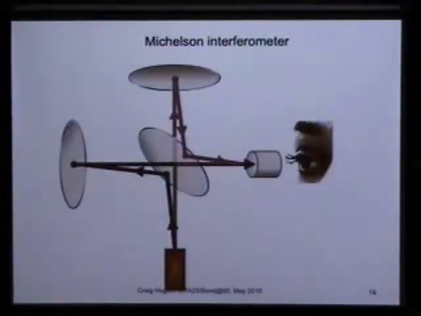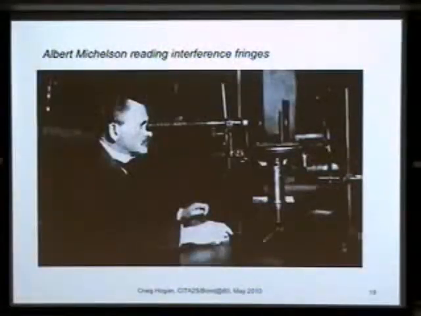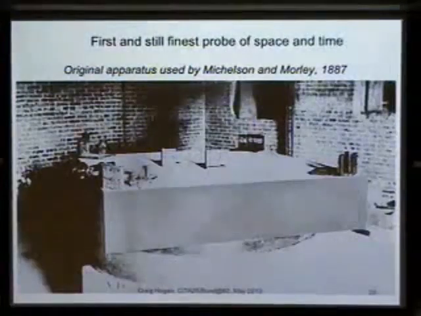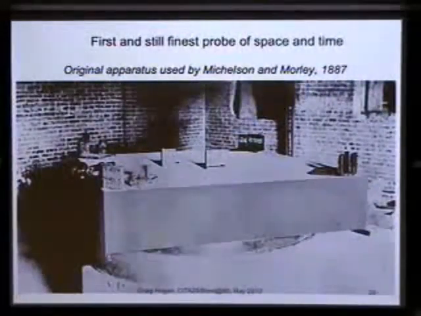The intensity of the light is measured. It tells you the phase of the difference of the length of the two arms. So there are two reflections off of this beam splitter, at times that are separated by the light travel time. As we all know, this is Albert Michelson's detector. He actually did use an interferometer, and as we all know, this was the first and it's still the finest probe. So this is Michelson's apparatus.